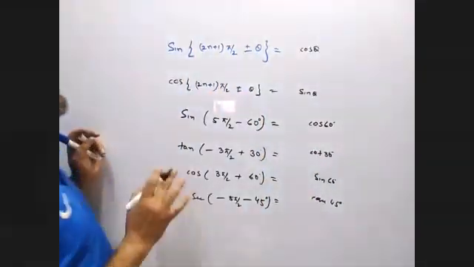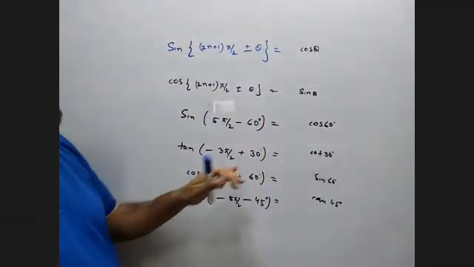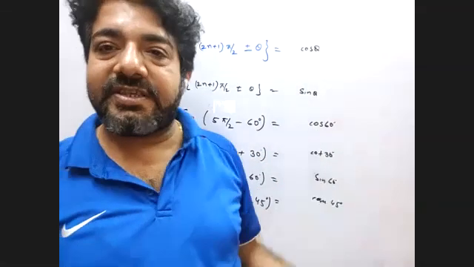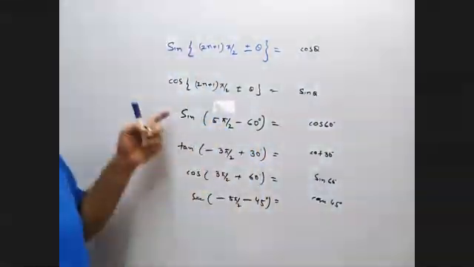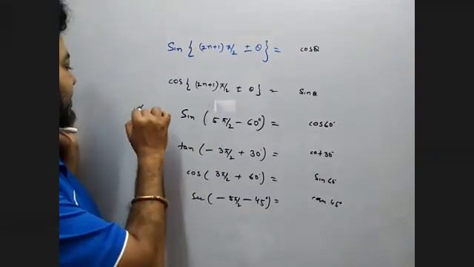You just tell me first the quadrant. When you are able to tell me the quadrant, then we decide the sign. So you first tell me the first one, which quadrant?